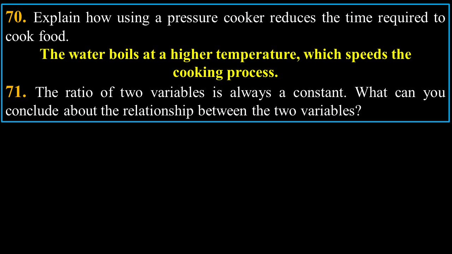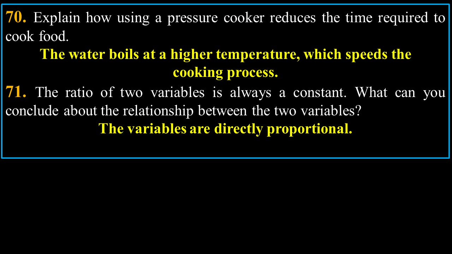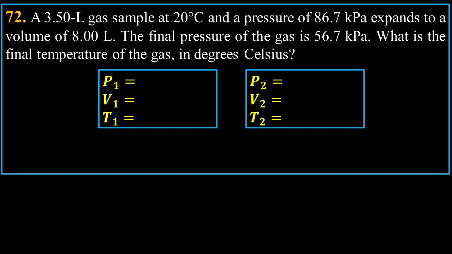71. The ratio of two variables is always constant. What can you conclude about the relationship between the two variables? The variables are directly proportional, otherwise known as direct.